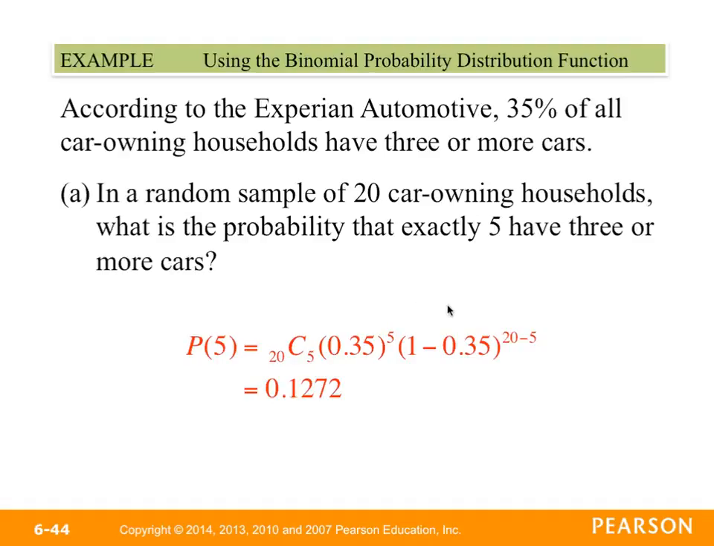And if you do all of that in your calculator, you have to put it in pretty carefully, but if you do all of that, you end up with 0.1272, okay? And what that actually means is that you have about a 13% chance of getting exactly 5 households out of 20 who have 3 or more cars.